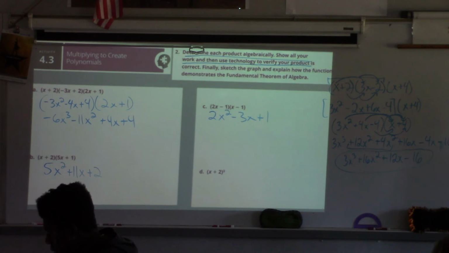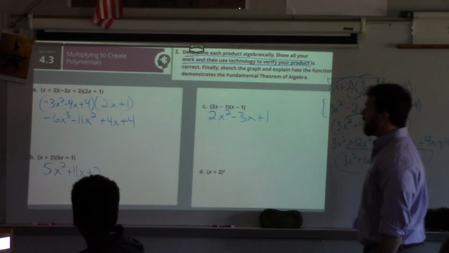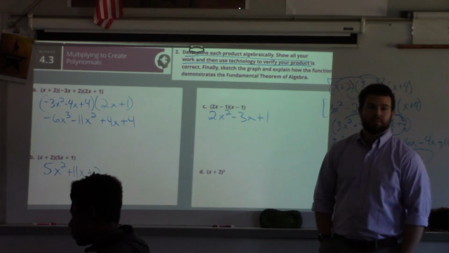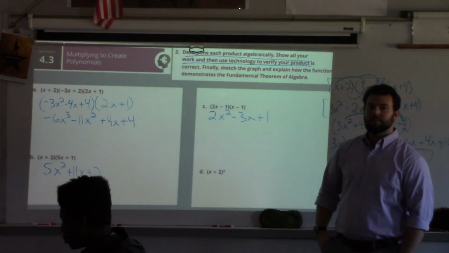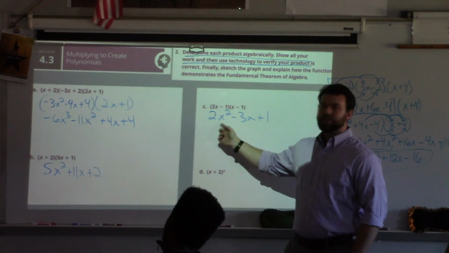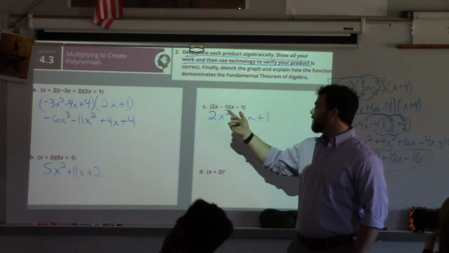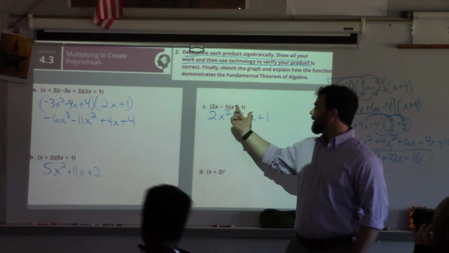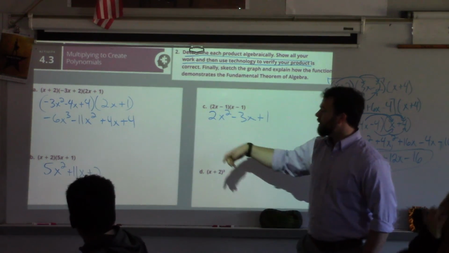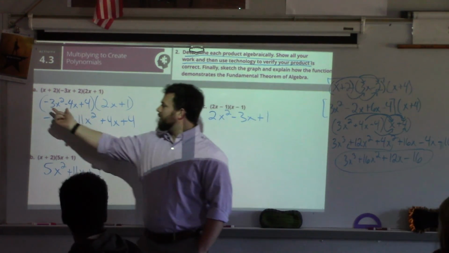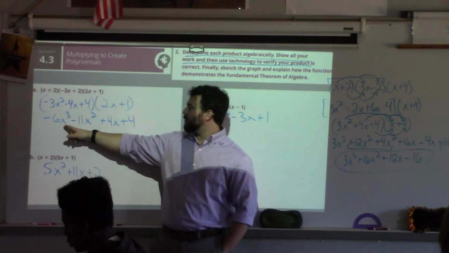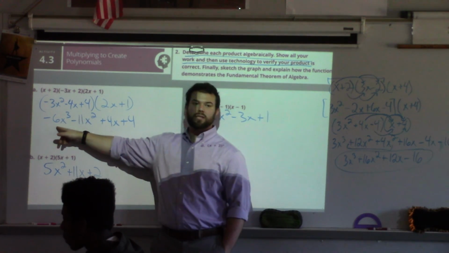Honestly, it's practice, but it's just learning to distribute. I know that 2x times x is 2x squared. I know that 2x times -1 is just -2x, and that's going to be a like term with the other -x, so -3x. And I do a similar thing over here: I know -3x squared times 2x, that's the only one that's going to give me x cubed, and it's -6x cubed.